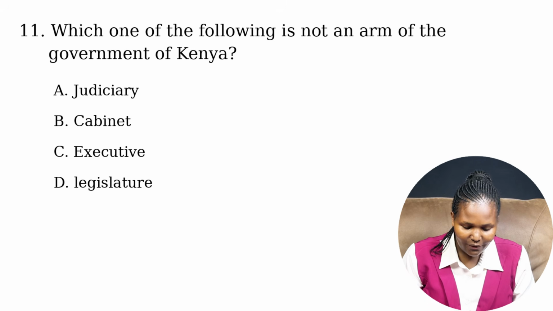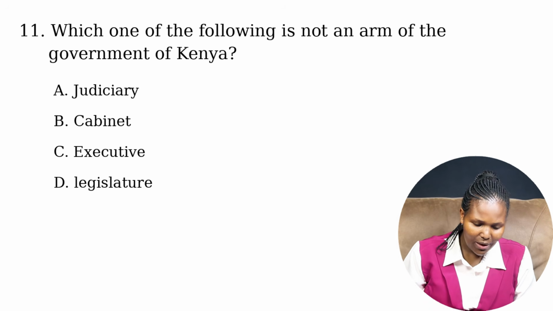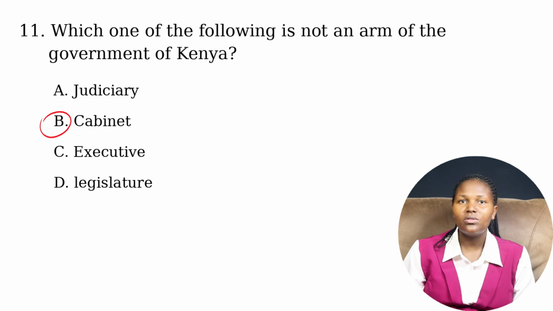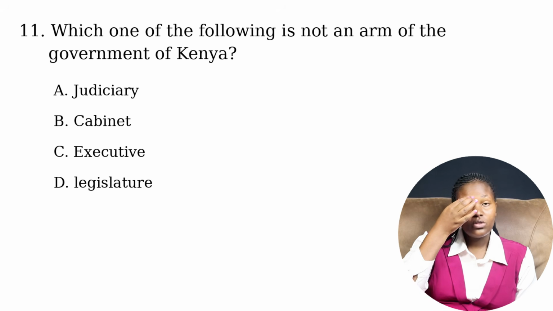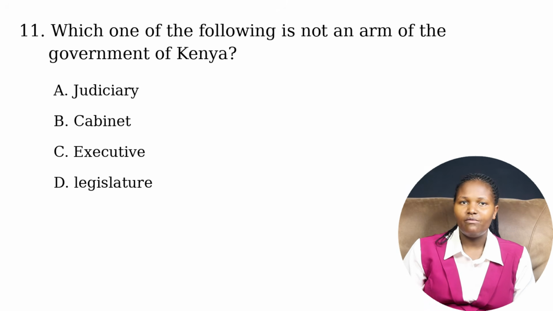Then question number 11. Which one of the following is not an arm of the government in Kenya? We have the judiciary, the cabinet, the executive, and the legislature. We had talked about this one earlier, and here the correct answer is cabinet. Why? Because Kenya's 3 arms of government include the legislature, the executive, and the judiciary. But the cabinet forms part of the executive. So the cabinet is appointed by the executive, so it is just part of the executive, but it is not an arm of the government.